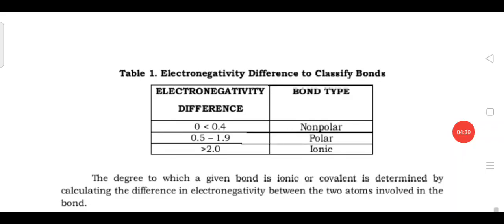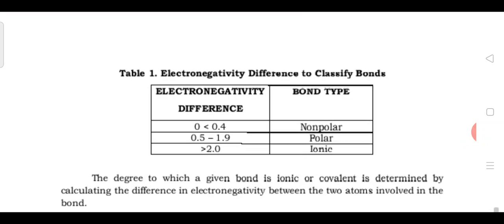So, alamin natin ano yung interpretation ng 0.9 na result natin. Okay, so nandito tayo ngayon sa interpretation. Ito yung electronegativity difference to classify bonds. So, 0 to 0.4, that is non-polar. 0.5 to 1.9, that is polar. And then for 2.0 and greater, that is ionic bond.